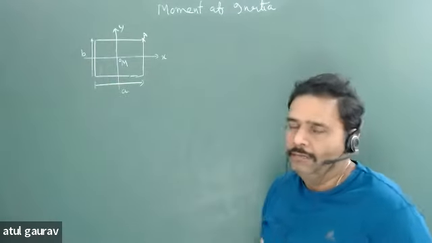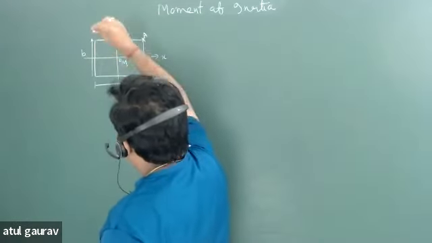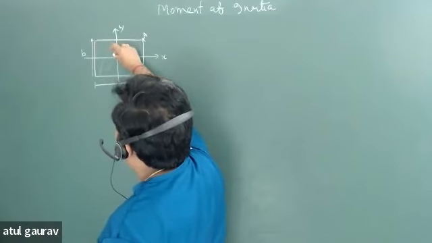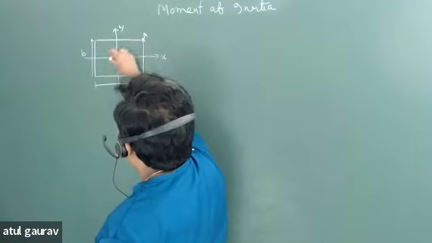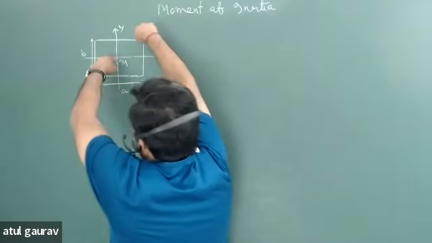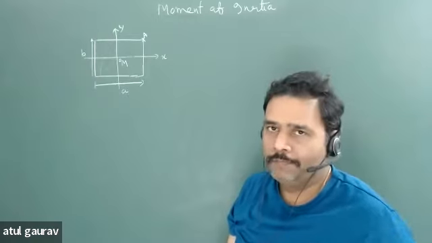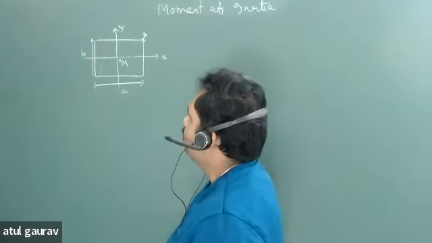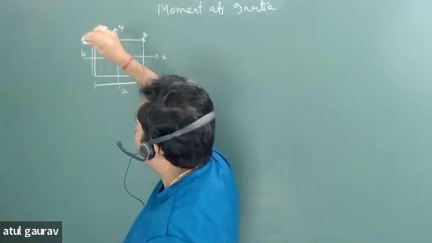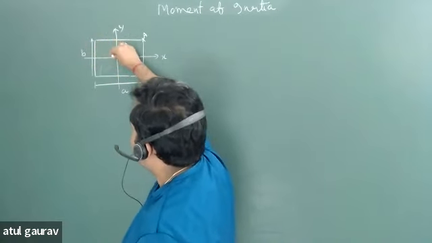So what should be the idea? If somehow we can calculate the moment of inertia about this axis, which is passing through the center of mass and perpendicular to the plane, then we can use the parallel axis theorem. We can use it, right? These two axes are parallel to each other. Remember this thing. So we can easily use it. But the challenge is how we will get the moment of inertia Iz, which is passing through the center of mass.